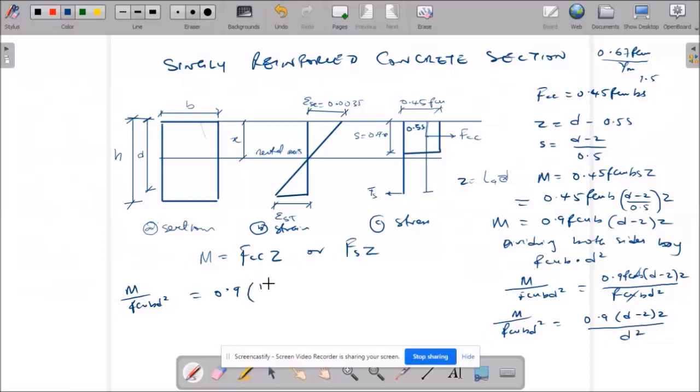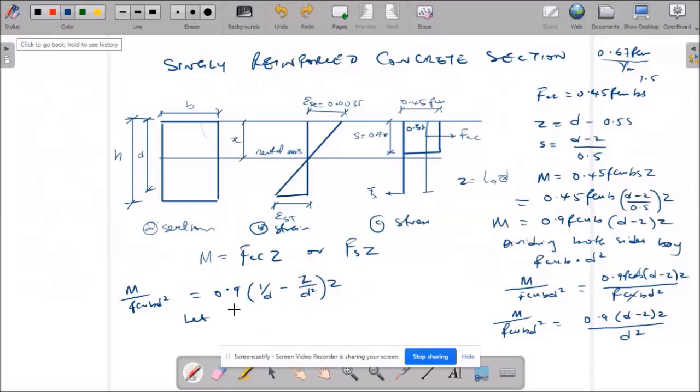1 over D minus, we have Z over D square, since we're dividing both sides by D squared, and we'll still have our Z outside because we were having D before. So when we divide this by D squared, it will be 1 over D minus Z divided by D squared. We have bracket Z.